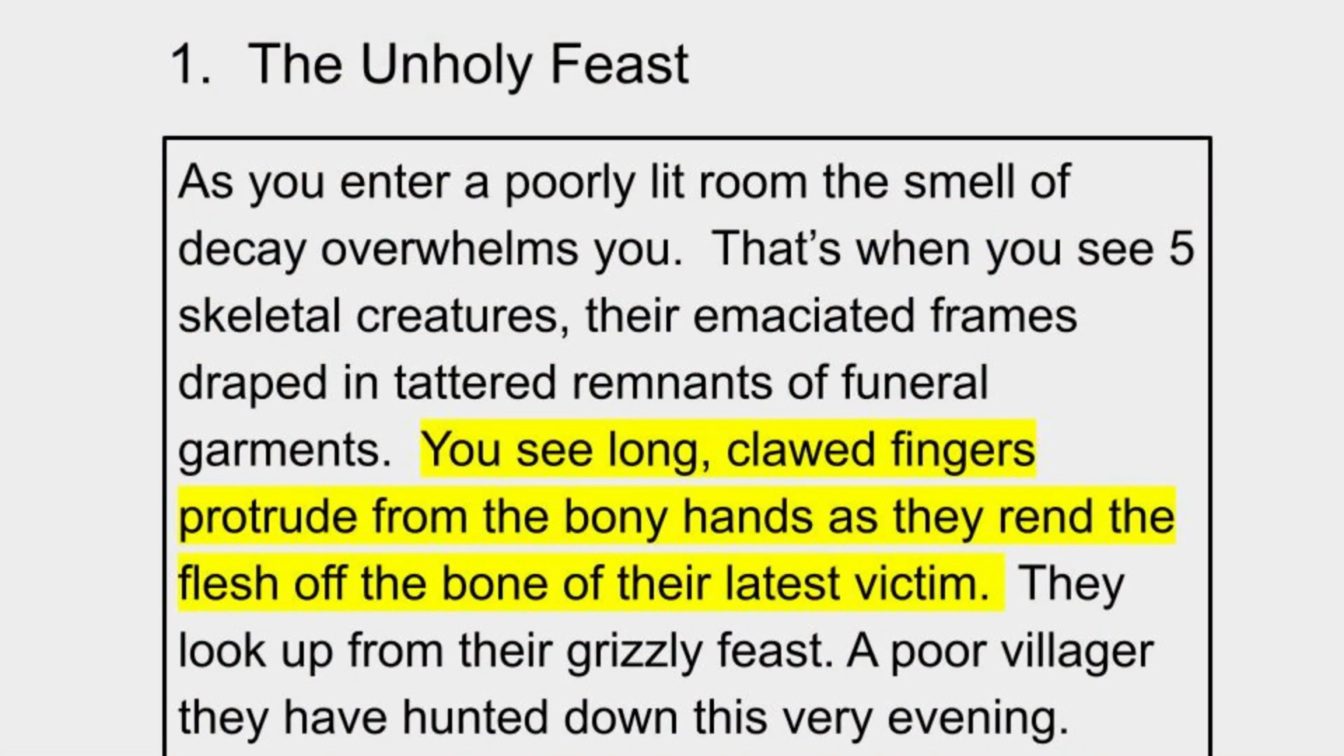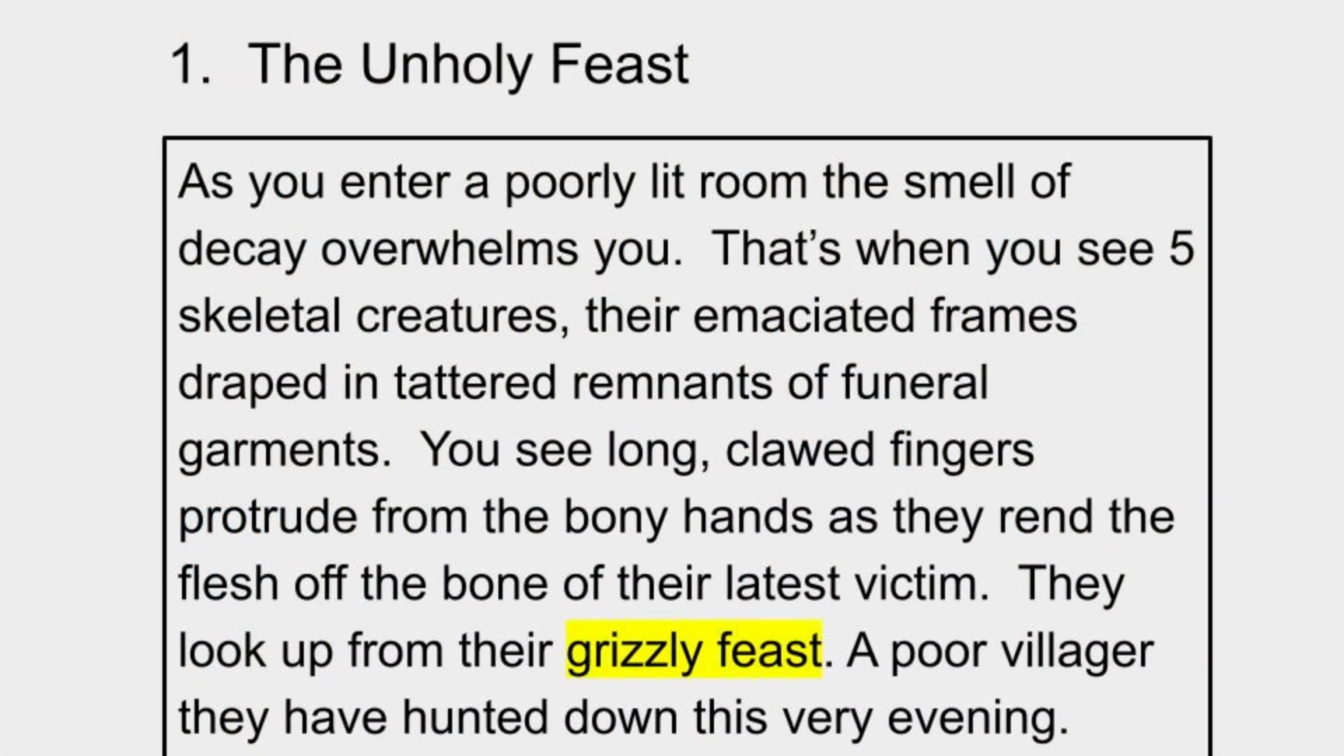Kill or be killed. So you're going to want to use strong verbs. I would choose verbs that are active and evocative. Avoid passive voice or weak verbs. So instead of saying they bite or chew on the villager, I would describe the action in a very visual way by saying you see long clawed fingers protruding from bony hands as they just rend the flesh from the bone of their latest victim. I mean, with that kind of description, you can really visualize how these guys are just tearing the muscle away from the bone in this scene.